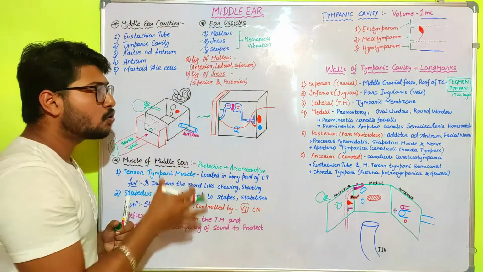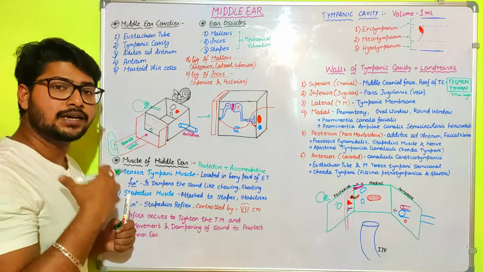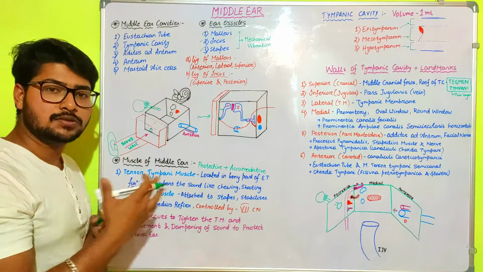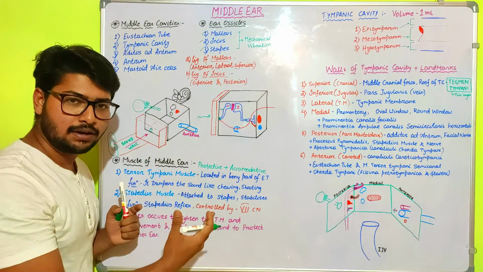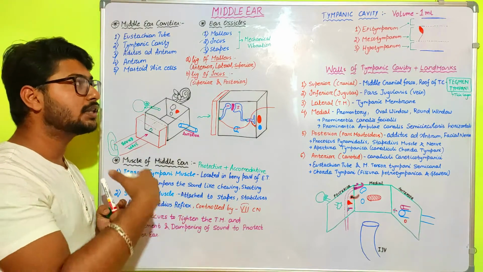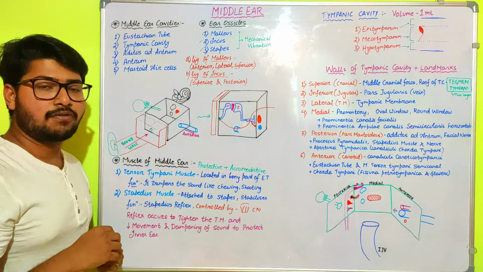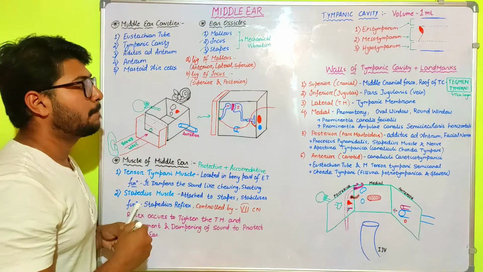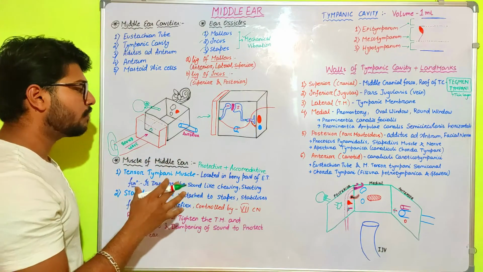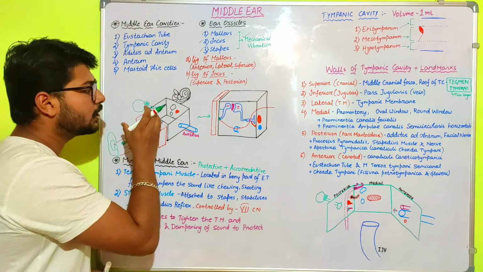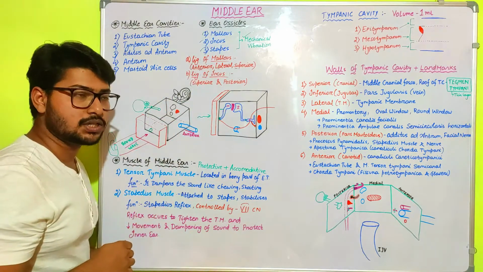These bones help in the production of mechanical vibration, which leads to the transformation of sound energy into mechanical vibration, and from mechanical vibration then into fluid vibration. So the ear ossicles perform the important function of transmitting the sound wave from the external ear towards the inner ear. This is the function of the ear ossicles.